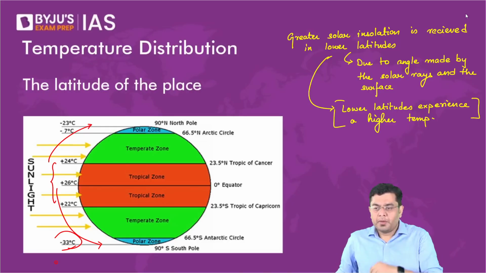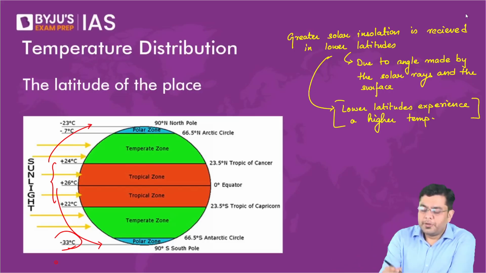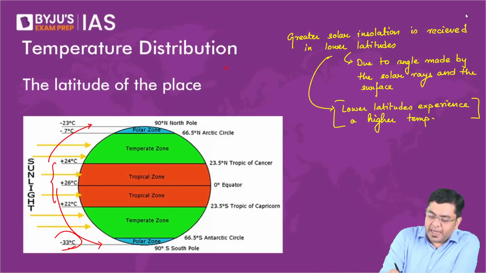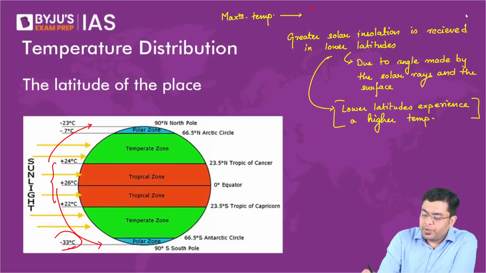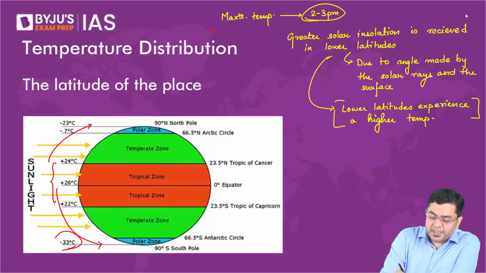Okay, good. Few of you know. So, the maximum temperature for any region which is noted by the weather stations, whenever you come across a maximum temperature reading, it is basically around 2 p.m., 2 to 3 p.m. in the afternoon, generally. And what about the minimum temperature?